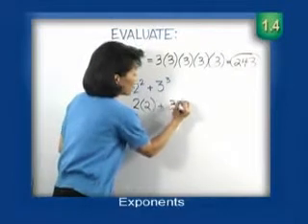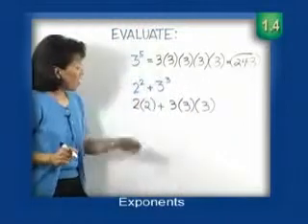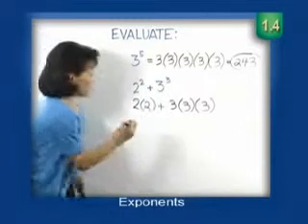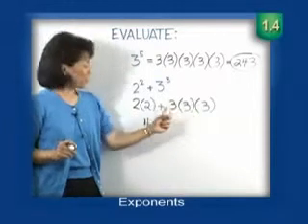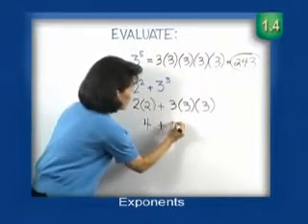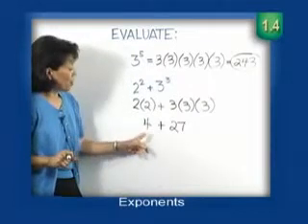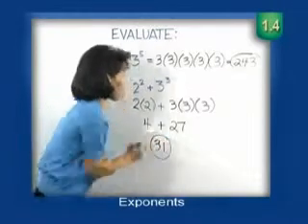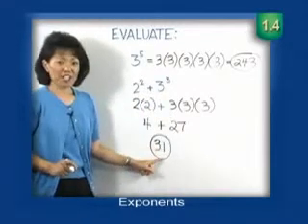So there's 1, 2, 3. So the rest of the problem then is to look at these products. 2 times 2, 4, plus this product. 3 times 3 is 9, times 3, 27. So finally, all we have to do then is add 4 plus 27, which is 31. So 2 to the 2nd plus 3 to the 3rd adds up to 31.